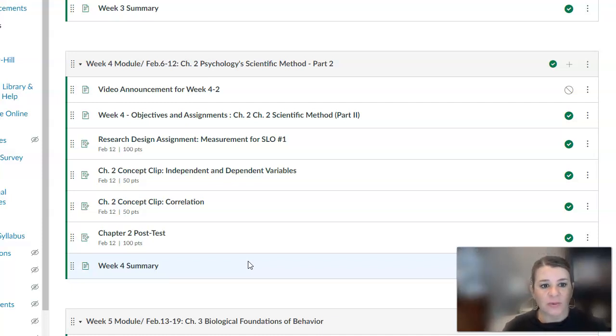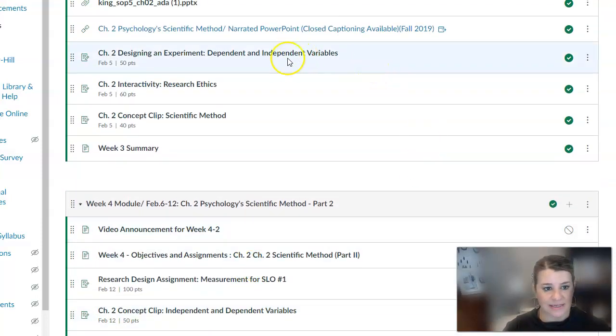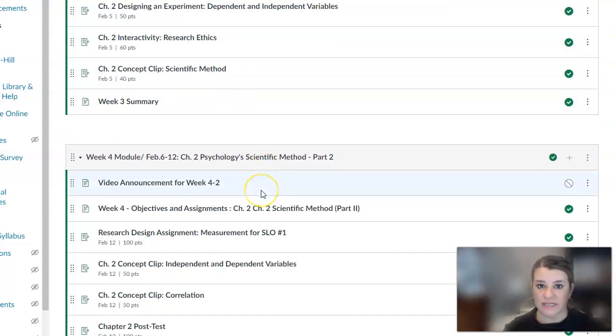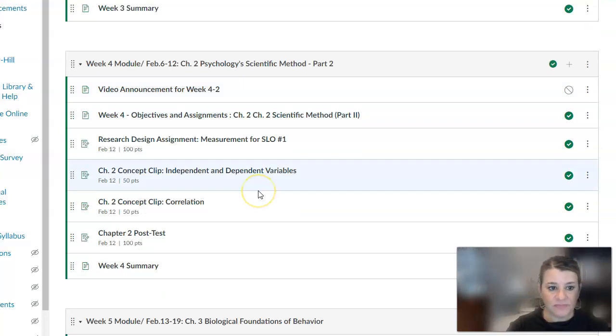So this week, we will continue on with Chapter 2, Psychology Scientific Method. We started this chapter last week. You had some Connect assignments, practicing things like your variables, your experiment design, research ethics, etc. And this week, we'll continue on with this chapter. So let's take a look at this week's module.